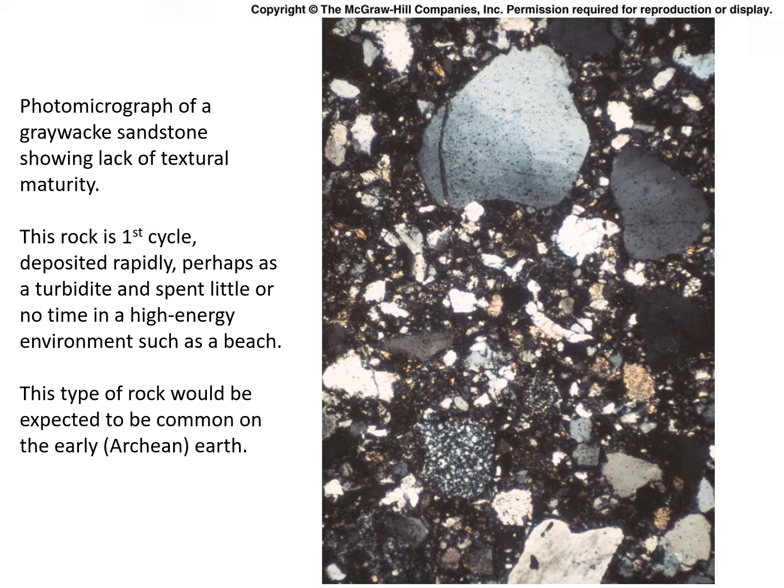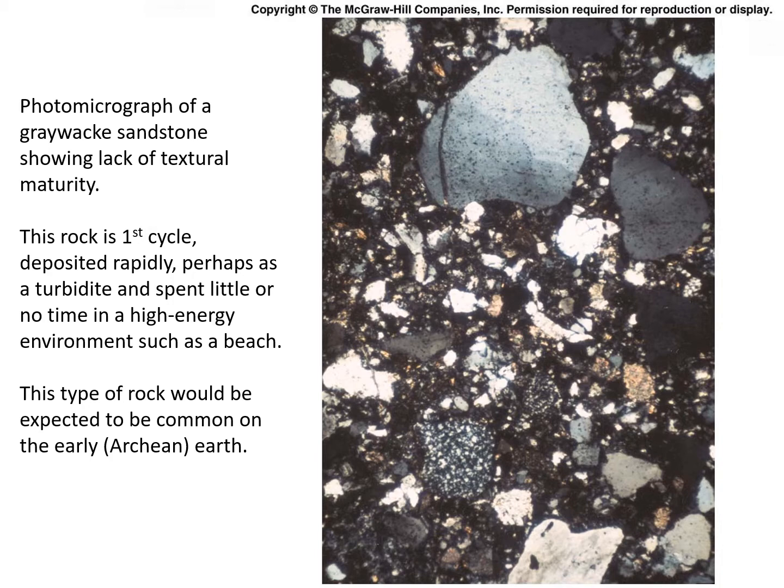Now, here's a photomicrograph of a graywacke. So again, we took a graywacke, we cut it and polished it and made it into a thin section that we can look at under the microscope. And as you can see, this is a first cycle rock. These are grains that broke off of a granite or a basalt, and they were pretty quickly deposited and stayed that way. We have large grains, small grains, a whole mixture of different elements. This is what you would have seen on the beaches in the Archean. These are the types of sediments that would have been piling up.